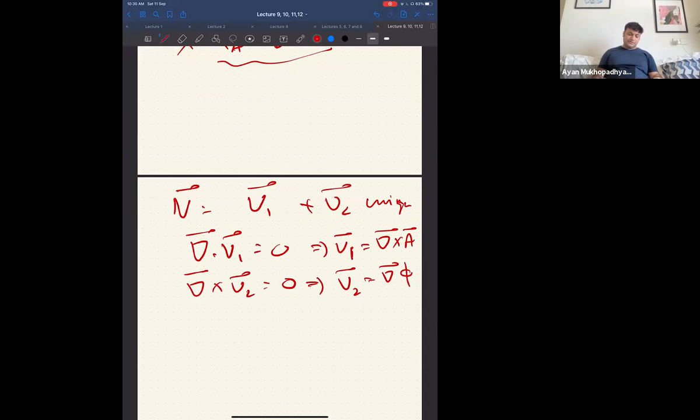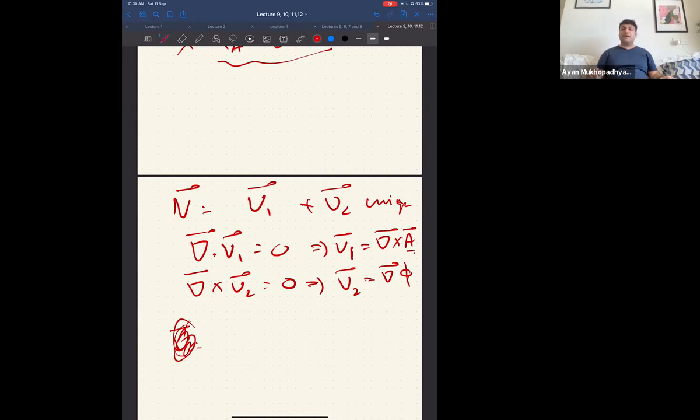So that implies that you can write any V uniquely as, that's kind of obvious, right? Because in Fourier space, if the divergence of V1 is equal to 0, it's orthogonal to K. And if it's orthogonal to K, you can always write it as K cross something. But this is not unique, because you can always put in a longitudinal part. So A and phi are non-unique in a way, but you can always do that.